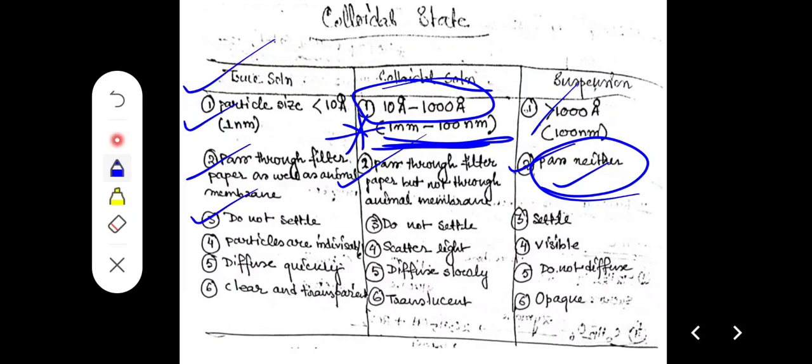In true solution, particles are indivisible, meaning we cannot see them, as they are completely miscible. Colloidal solution can scatter light. Suspension is visible; you can see it. True solution diffuses quickly. Colloidal solution diffuses but at a slow rate. Suspension does not diffuse. Lastly, true solution is clear and transparent, colloidal solution is translucent, and suspension is opaque.